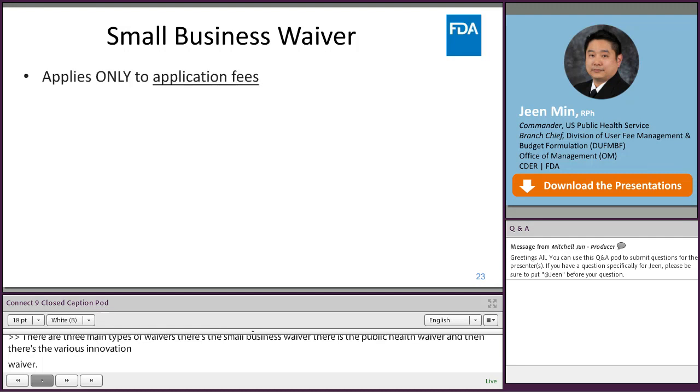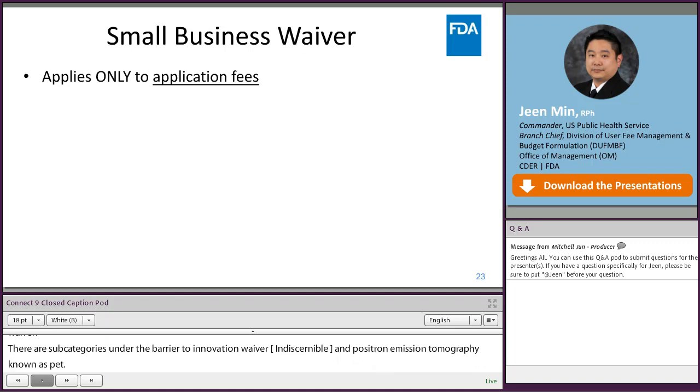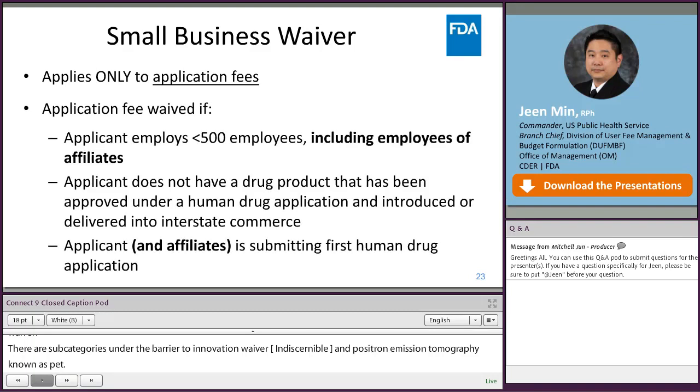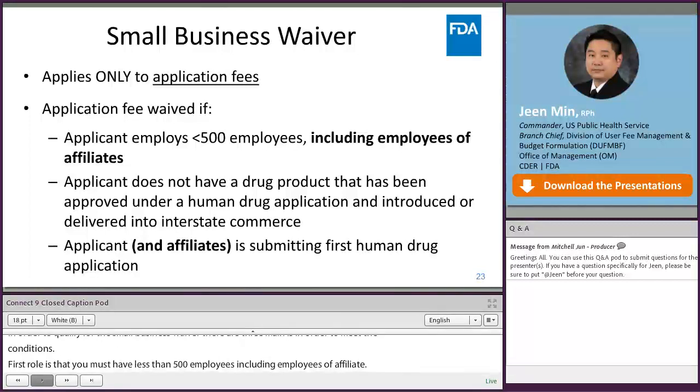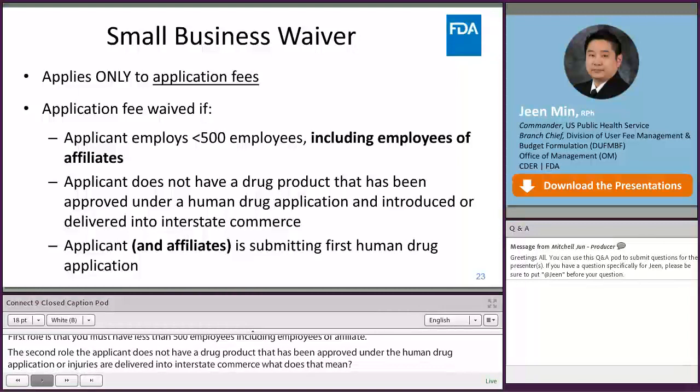The small business waiver only applies to application fees. It does not apply to annual program fees. In order to qualify for the small business waiver, there are three main rules to meet the conditions. First rule is that you must have less than 500 employees, including employees of affiliates. Second rule, the applicant does not have a drug product that has been approved under a human drug application or introduced or delivered into interstate commerce. What does that mean? Basically, that means the firm does not have any PDUFA products that are currently being marketed. And the third rule is basically it must be your first human drug application that you are submitting.